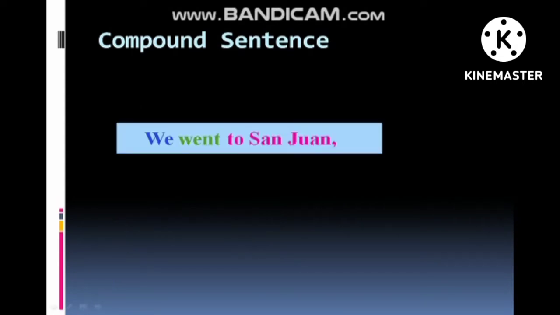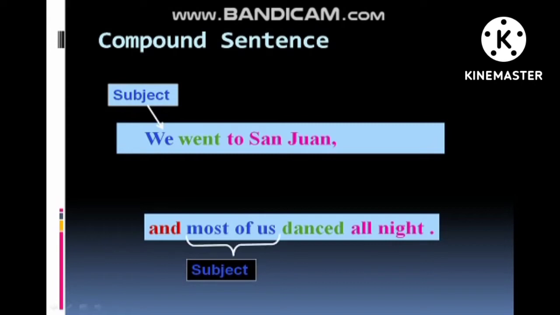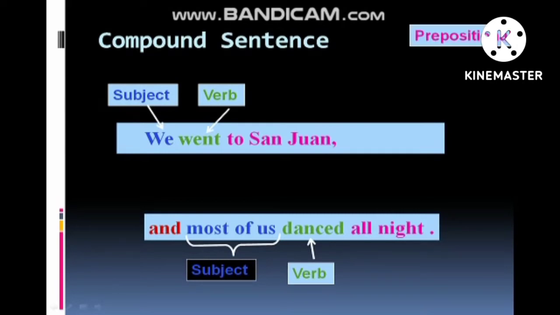"We went to St. John": we is the subject. "Most of us" is another subject. Went is a verb. Dance is another verb. This is a prepositional phrase and this is a modifying phrase. What is a modifying phrase? A modifier is a word, phrase or clause that modifies, that is, gives information about another word in the same sentence.